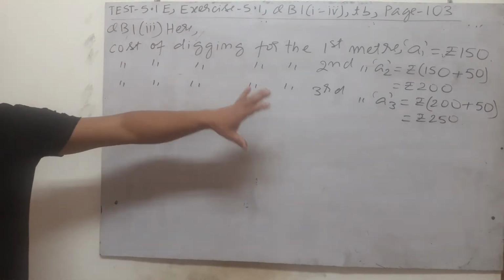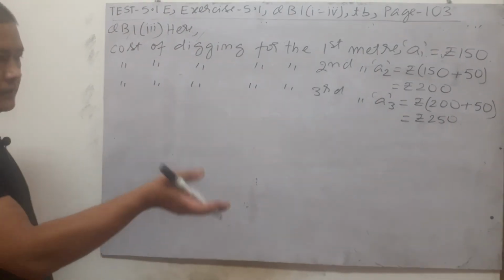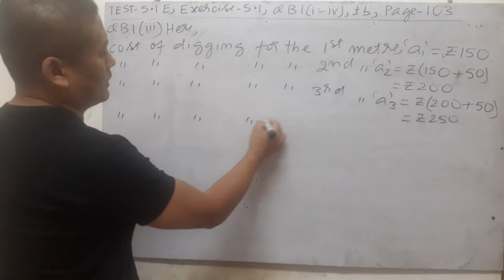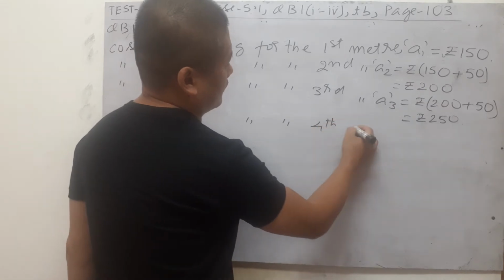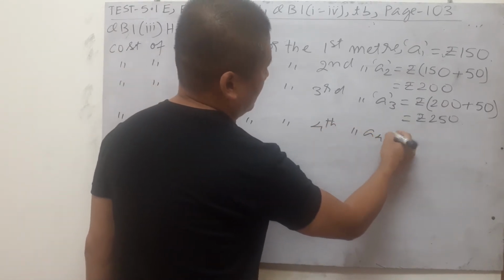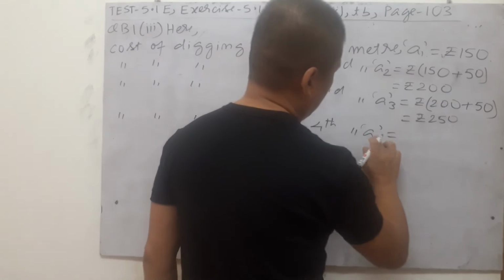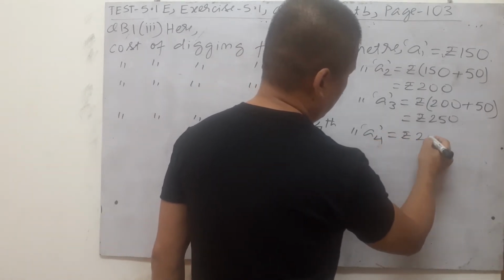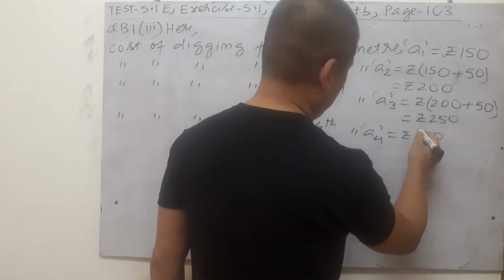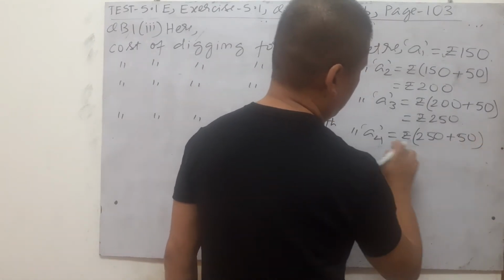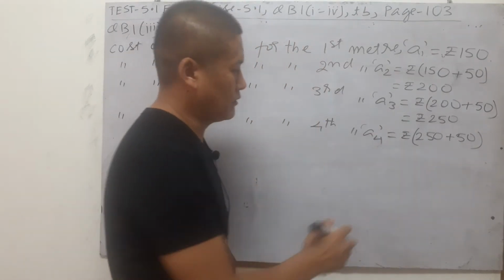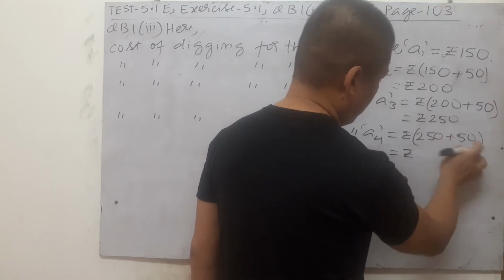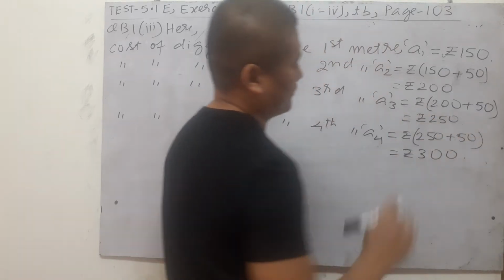So let us take it at least up to A4, right? We can go A5, A6, but up to A4 is enough to verify whether it's an AP or not. Cost of digging for the fourth meter, which is A4, will be given by the cost after the third meter, rupees 250 for the third meter, plus another meter. Fourth meter means 1 meter added, so every meter added is rupees 50, so rupees 250 plus 50, rupees 300.